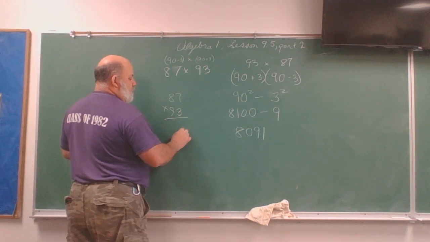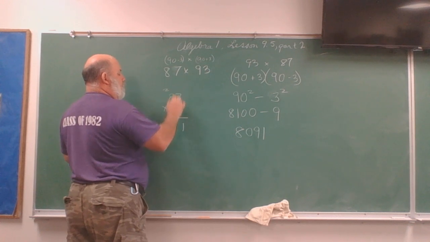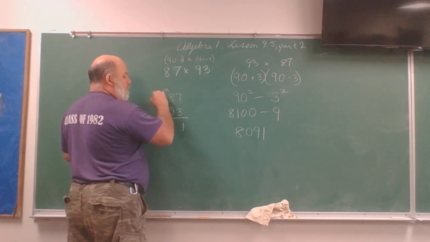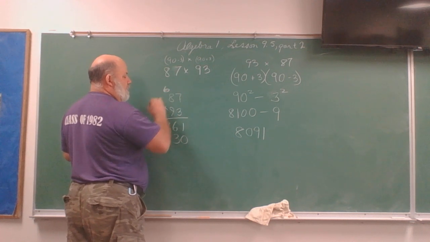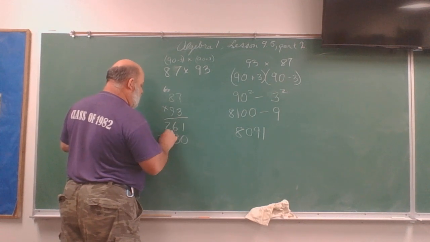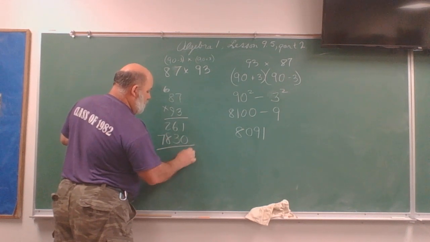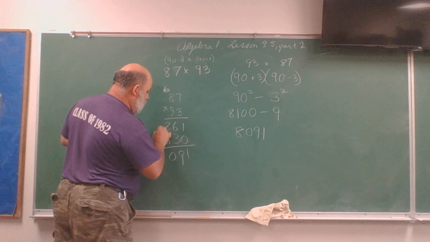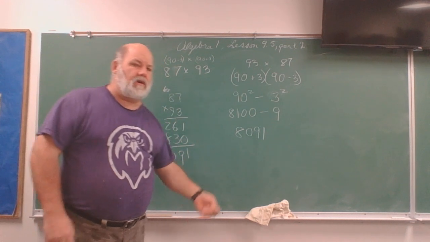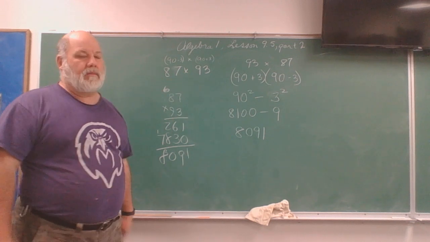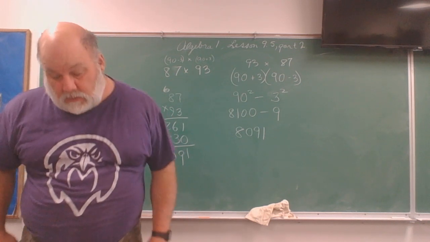3 times 7, 21. 3 times 8, 24, plus 2, 26. 9 times 7, 63. 9 times 8, 72, plus 6, 78. 8,091. The conjugate theorem even works for problems like this.